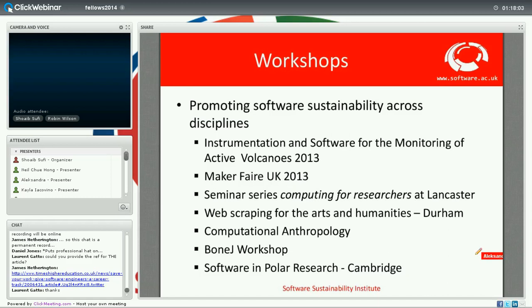gathering requirements about software in their domain, or looking at the different tools around software in their domain, and so really try to make a difference to the people who are using software and using computational techniques to drive their research forward.